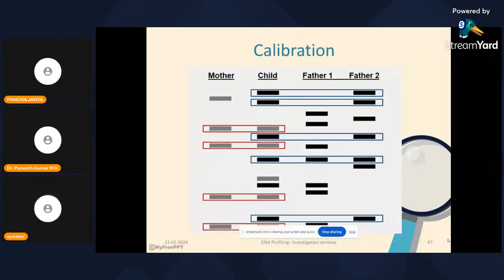Based on the patterns, we can compare the blue box, which has been circled as the father's related DNA pattern, and the red one is the mother's DNA, which has been compared. The child's mother and the father can be identified easily.